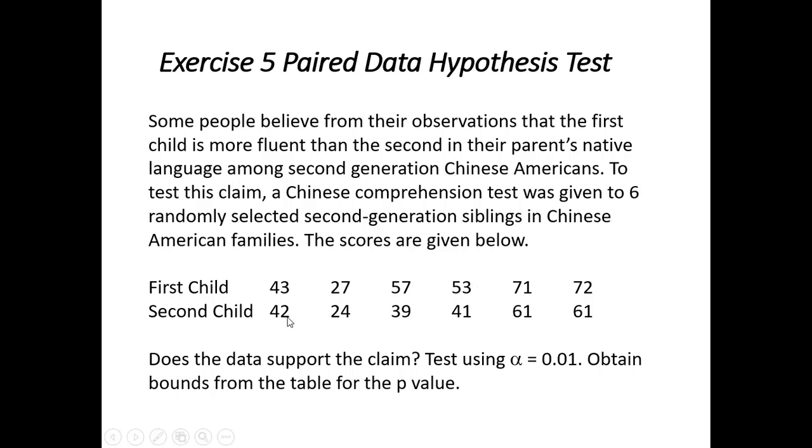So we have a natural way of pairing this data, right? And it would certainly make sense to pair the data. So in one family, the first child scored 43, the second 42. In the second family, 27 for the first child, and for the second child, 24. So the question is, does the data support the claim? We're going to use alpha equals 0.01, and then we will be able to obtain bounds from the table for the p-value. So we'll go ahead and do that.